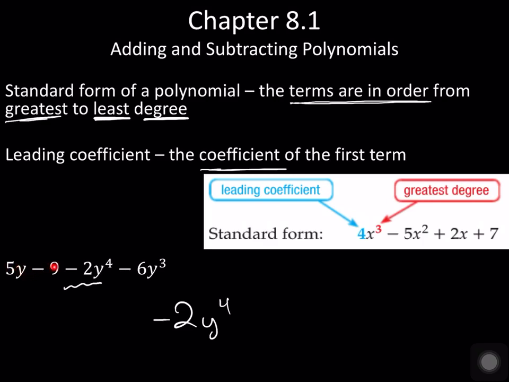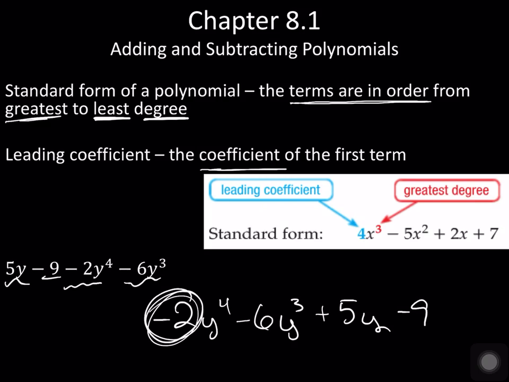So 1, 0, 3. All right, so 3 is going to go next. Negative 6y cubed is going to go next. The 5y, that's a positive 5y, that one would go next. And then our minus 9, degree of 0. So this is standard form because we're in greatest to least order: 4, 3, 1, 0. And then our leading coefficient is the negative 2. What number is out front? That's negative 2.